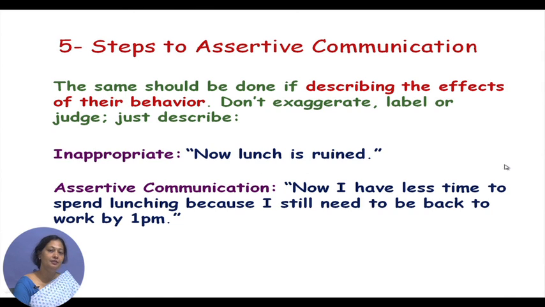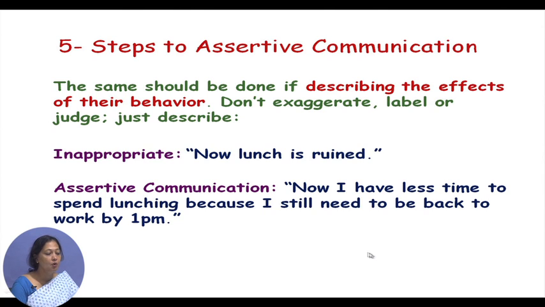On the other hand, the assertive communication would be that now I have less time to spend at lunch with you, because I need to go back to work by so and so time. If the movie or the lunch is missed, you could put it down to how much time has been reduced. Again, you are sticking to the factual information rather than expressing your feelings on the negative aspects of the situation.